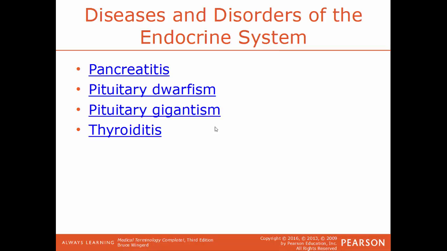This is where the growth of an individual is either slowed or delayed due to the underproduction of hormones from the pituitary gland. So this is affecting the amount of growth hormone that is secreted by the pituitary gland. And the opposite of that would be our next term, pituitary gigantism, where there is an overproduction of growth hormone by the pituitary gland. So the growth of an individual is accelerated.